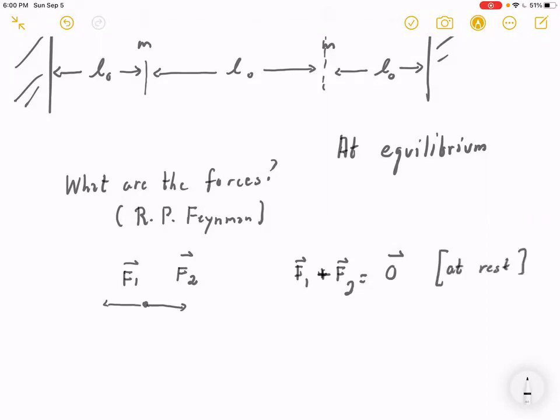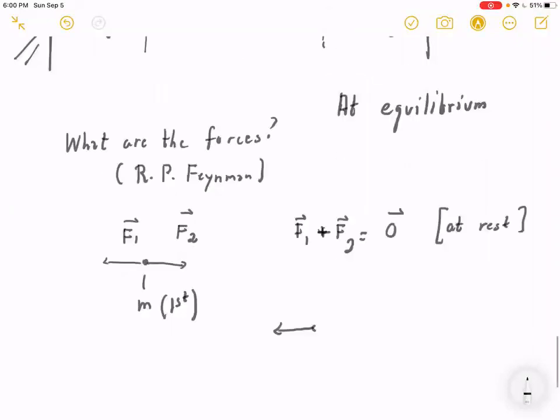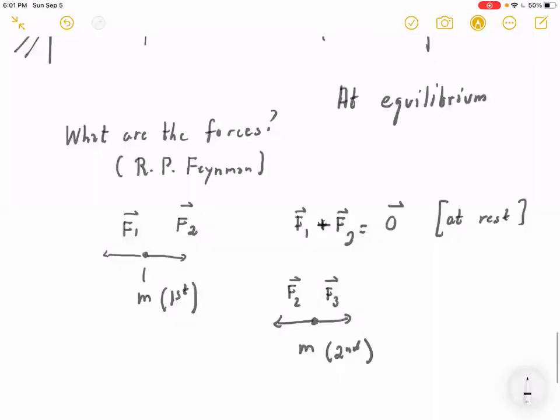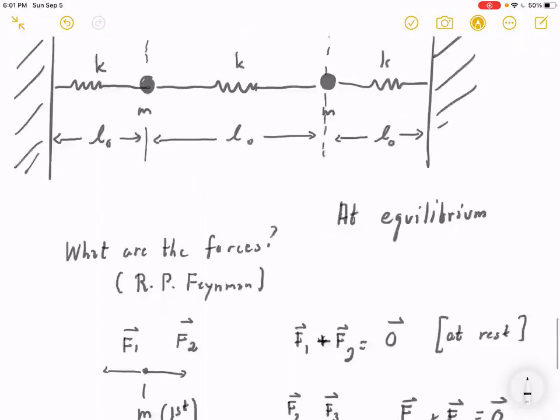So this is the first mass. The second mass has a free body diagram also. And there will be a force due to the third spring, which we'll call F sub 3, and there's a force due to the second spring, which we'll call F sub 2. So F sub 2 plus F sub 3 has to equal 0. Again, we're at rest.